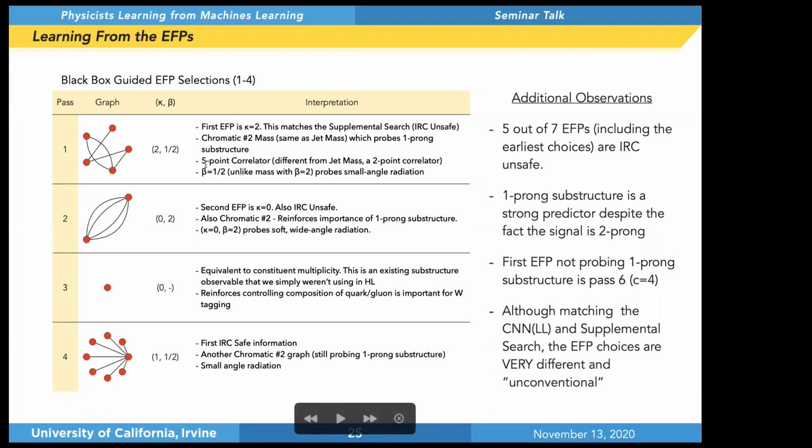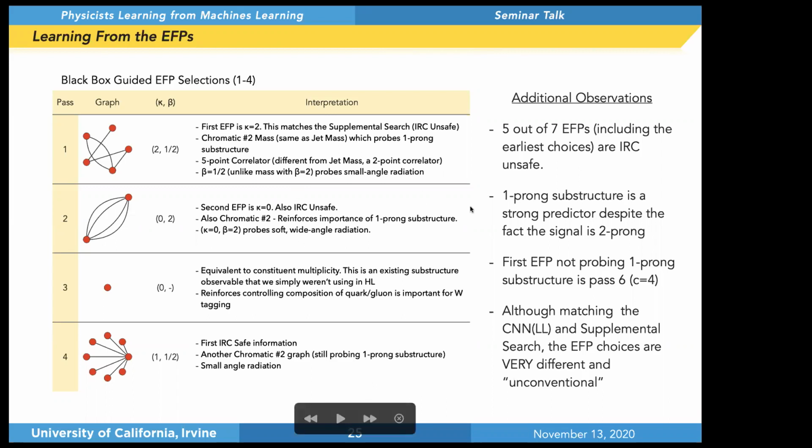But unlike jet mass, which is a graph that has 2 nodes in it. Like I said, the jet substructure observables we already use exist in the EFP space. Jet mass is a 2-point graph. This is a much more complicated 5-point graph. And also, unlike jet mass, the beta value is another small angle radiation probing EFP. If you go to the second graph, it's another IRC unsafe graph, but now it's in the opposite direction. So now the kappa value is very low, or rather it's 0 in this case.